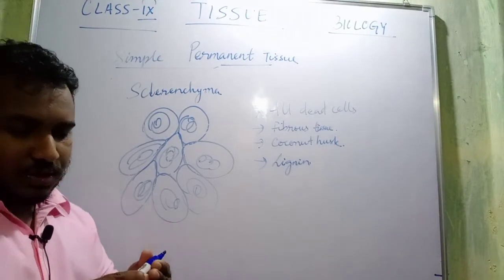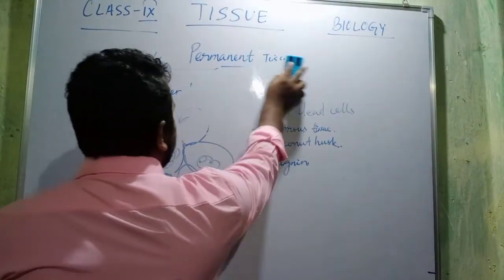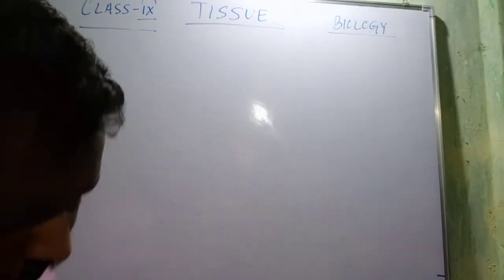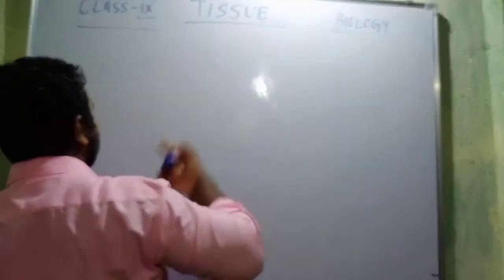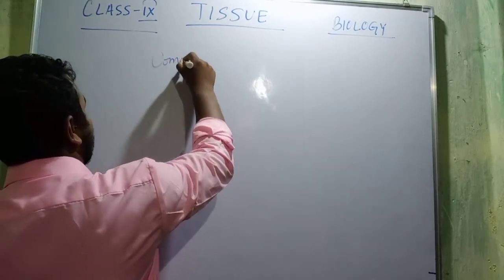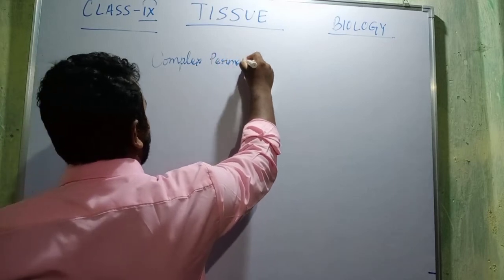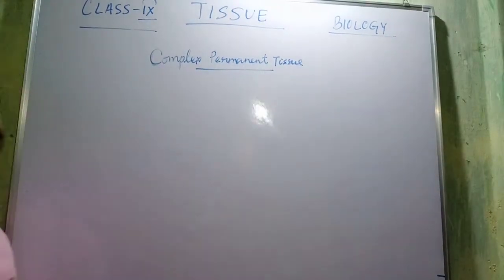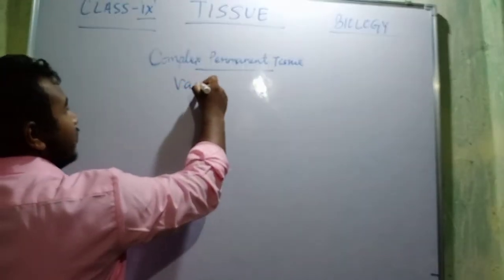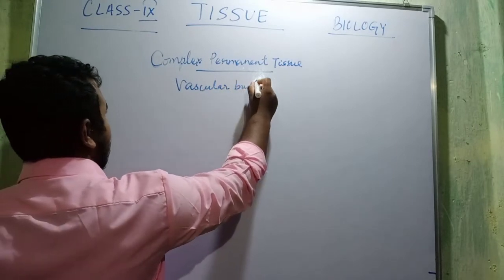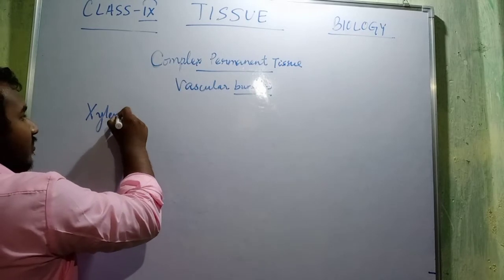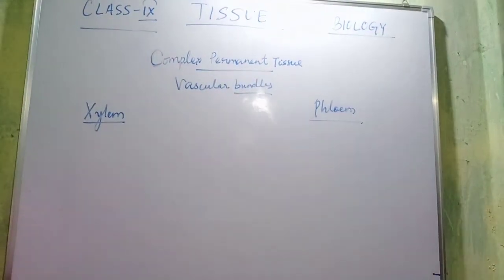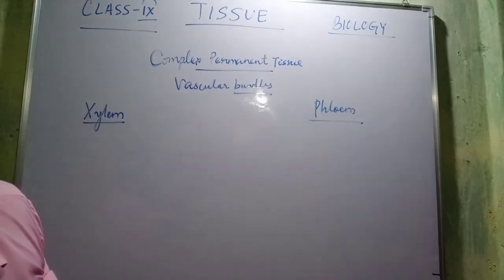Complex permanent tissue is also called vascular bundle. Complex permanent tissues are called vascular bundles or conductive tissues. It has two things, xylem and phloem. Very easy to remember, xylem and phloem. Only two types of tissues are present, that is xylem and phloem.